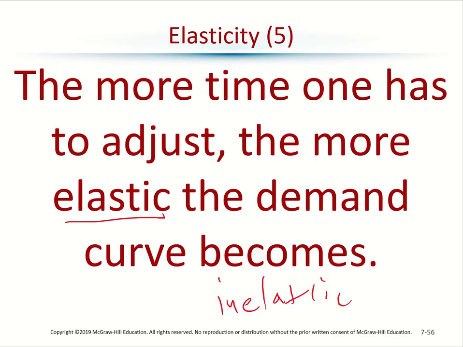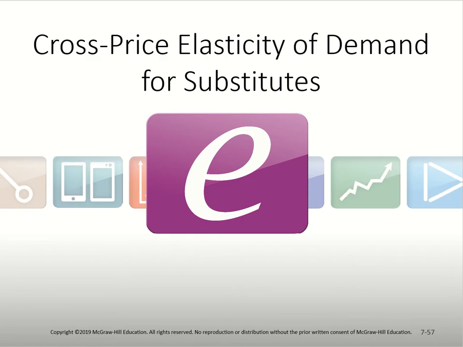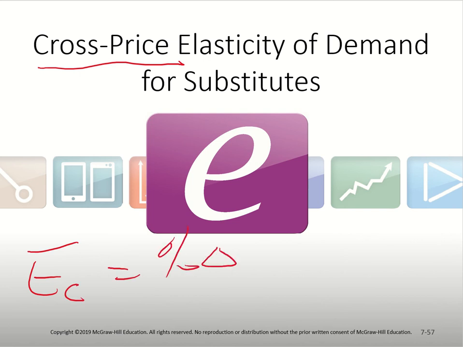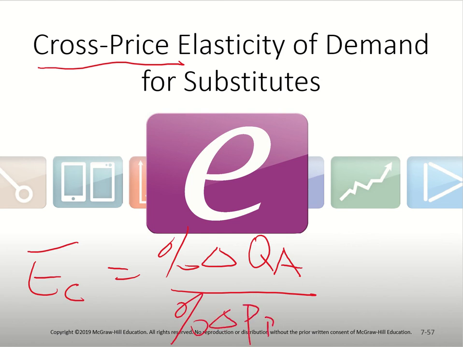All right, so in the next section we look at a new elasticity. It's called the cross price elasticity. For the cross price elasticity, let me give you the formula. Cross price elasticity is the percentage change in quantity for good A divided by the percentage change in the price for good B. So we're comparing good A versus good B.